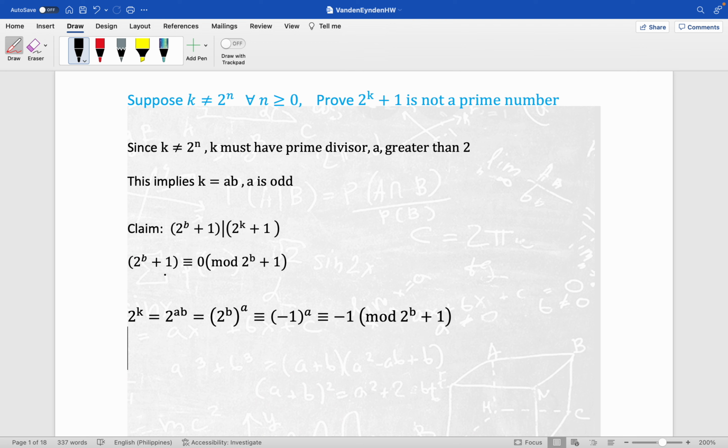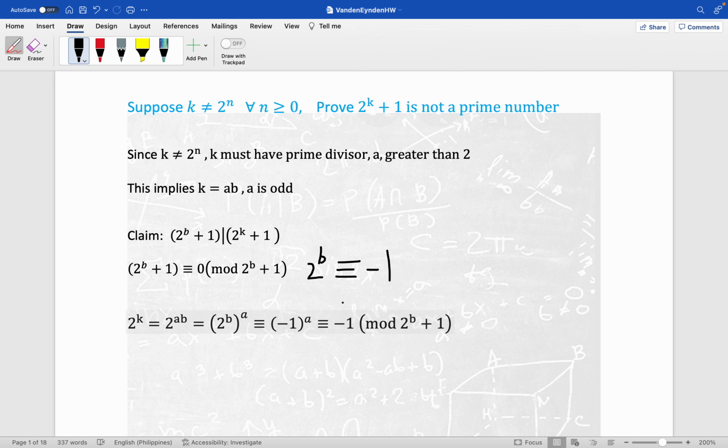This is certainly a clear statement. Any number is congruent to itself. In other words, 2 to the b plus 1 divides 2 to the b plus 1, and this is just a restatement of that in congruence arithmetic. Another way to write this that turns out to be useful is to treat it like an equality: 2 to the b is congruent to -1. I'll omit the moduli just for the sake of time, but the modulus is understood to be 2 to the b plus 1, which is the divisor we're seeking.